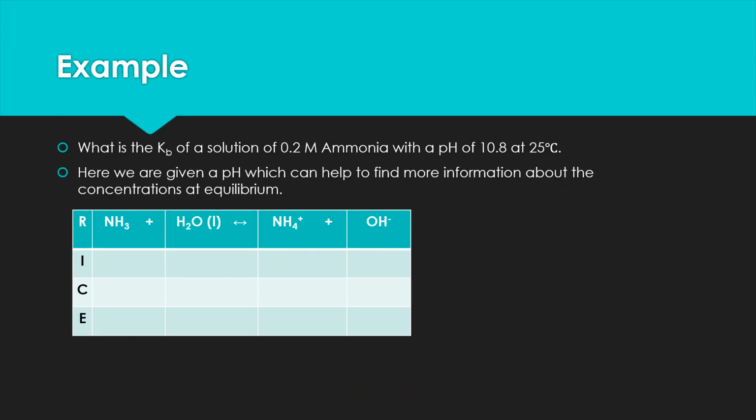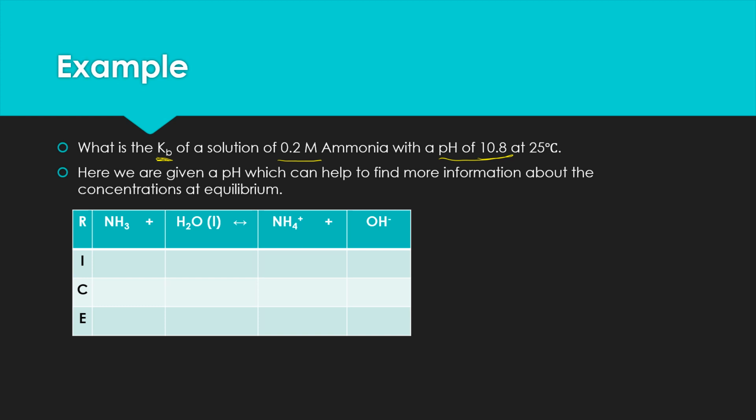All right, so we're going to do another example. We're going to look at how to use our rice table again for another goal. This one we want to find the Kb value. So we want to find the equilibrium constant of a solution, and it says it's 0.2 molar ammonia with a pH of 10.8. So this is giving us a little more information in terms of what we can put into the rice table. And our goal is to find the Kb value.